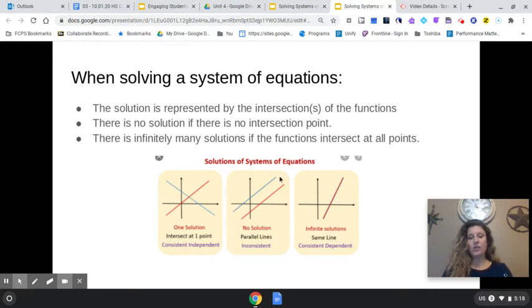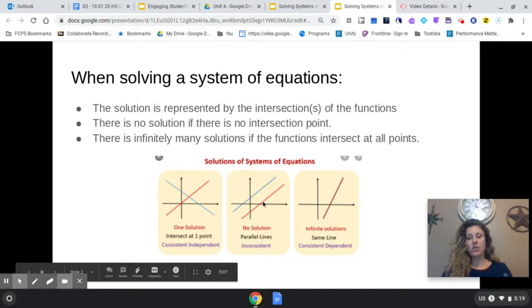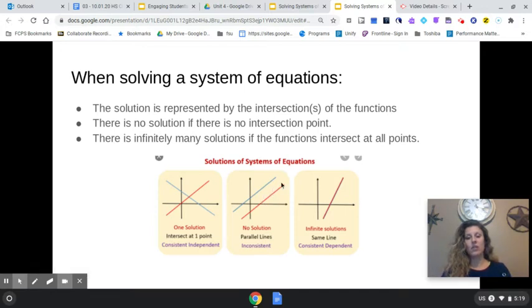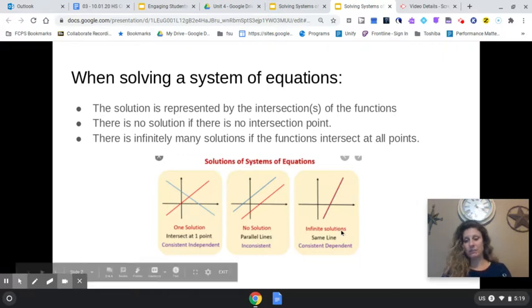However, if there's no point of intersection, in other words, the lines are parallel to one another, that's when no solution occurs because there's no point of intersection. These lines are never going to touch. Therefore, there's no solution to the system at all. And then the third scenario is that one line is going to fall right on top of the other line. So technically, they intersect in every single point along the line to infinity in both directions. Therefore, we say they have infinite solutions.